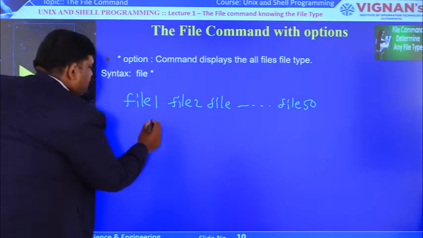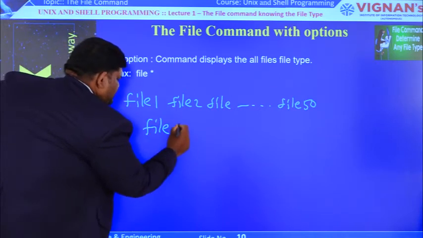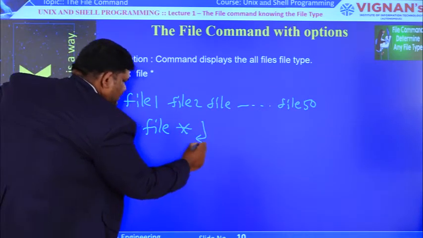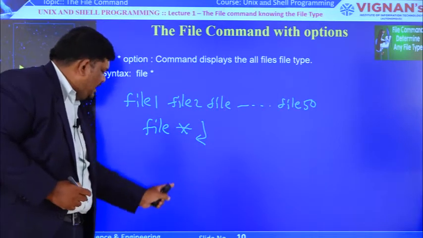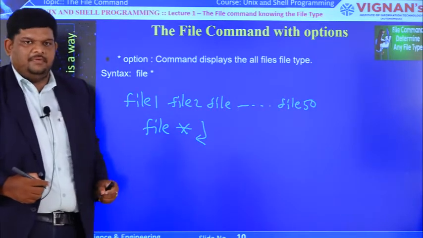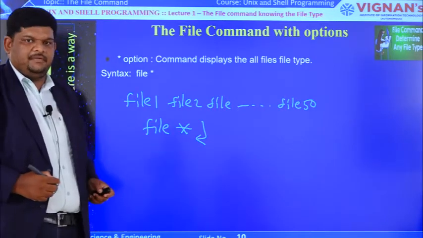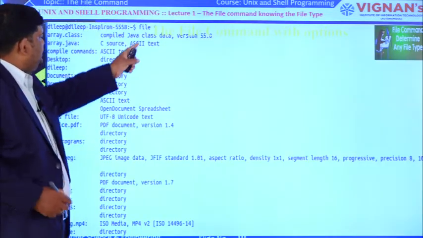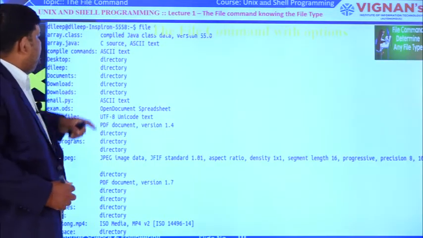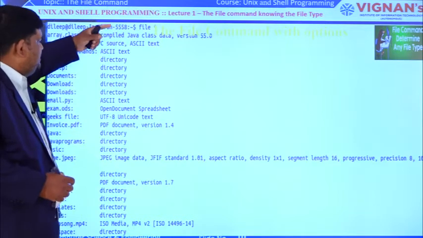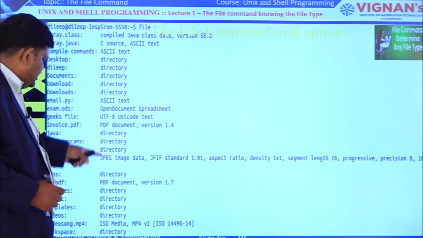So straight away, if you give the file command, space, star, and then enter, all 50 files along with their types will be given as output. So this is the use of the star option. Let us check the output here. I gave file space star. Whatever files are present in my current directory, it will give all their respective file types.